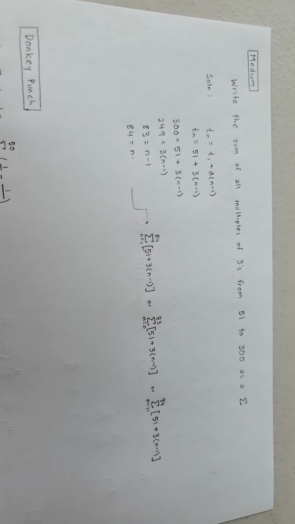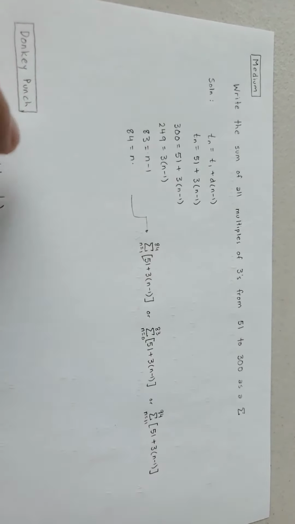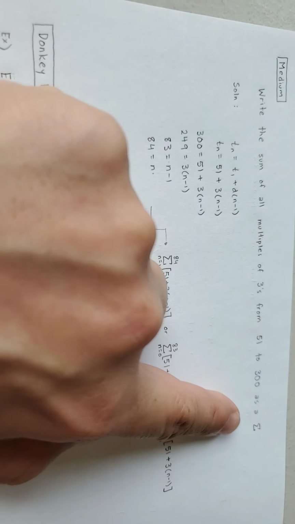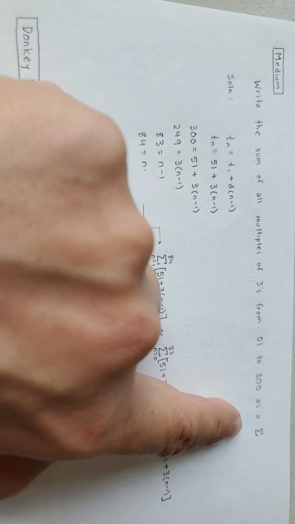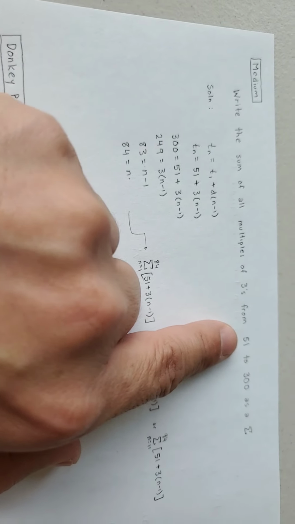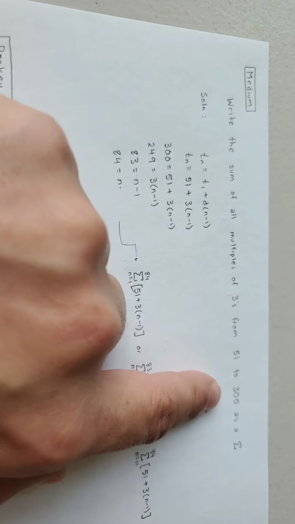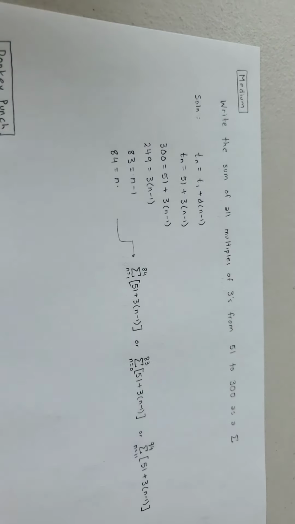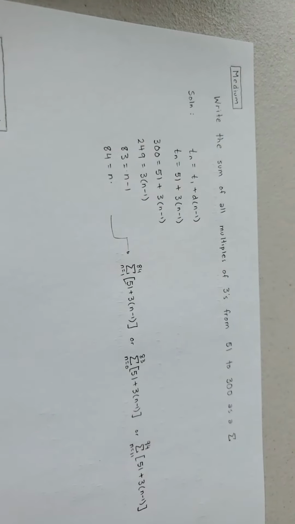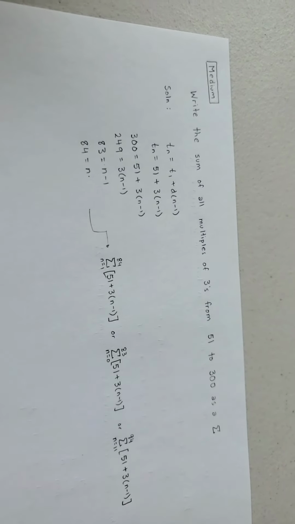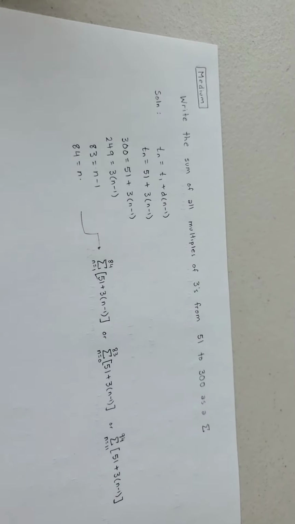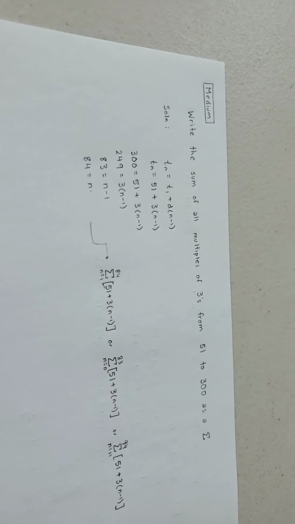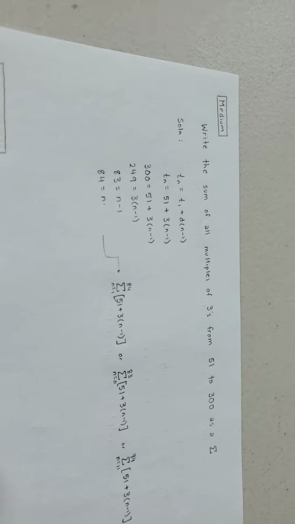This one is a little bit more difficult. Write the sum of all multiples of 3 from 51 all the way to 300 as a sigma notation. I should have said that it's inclusive of 51 and also 300, meaning it also includes those values. If you think about the multiples of 3, the values that I want, that in itself is also an arithmetic sequence, because for all the multiples of 3, you're just adding 3 in order to get from one term to the next.